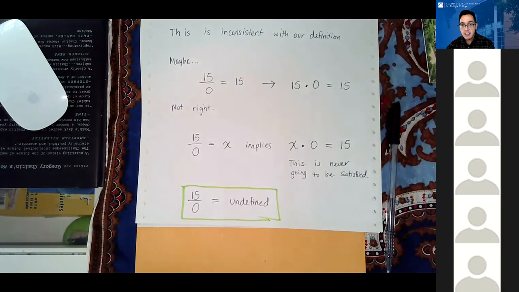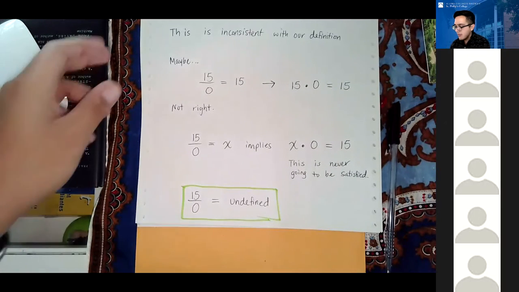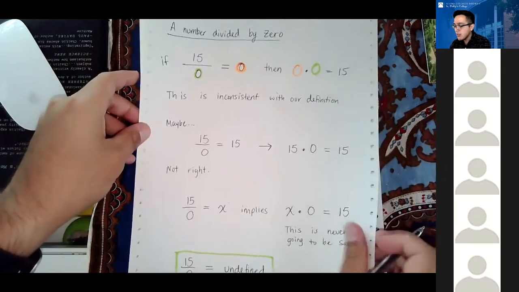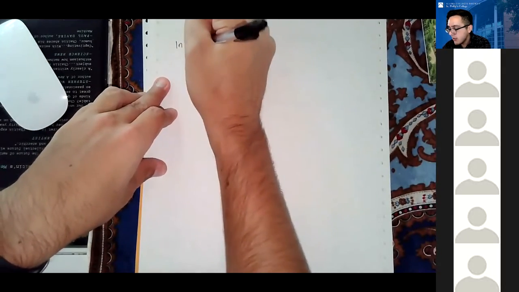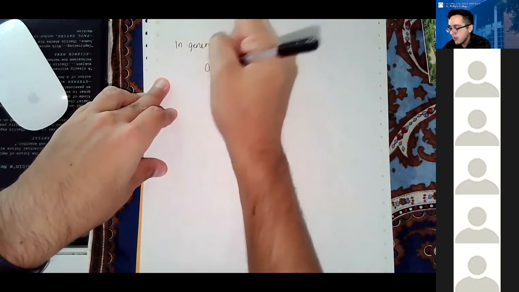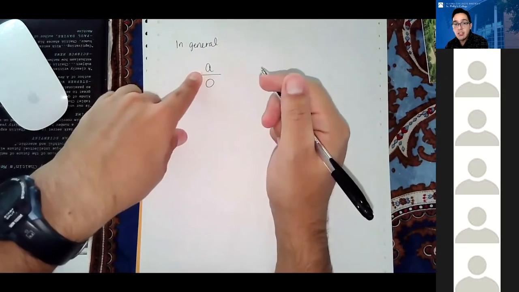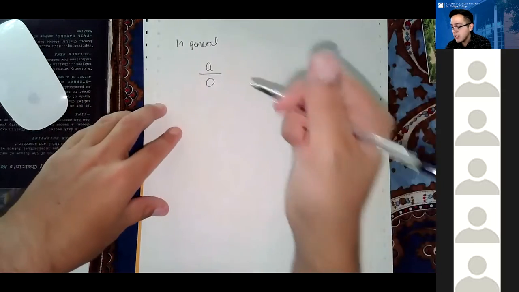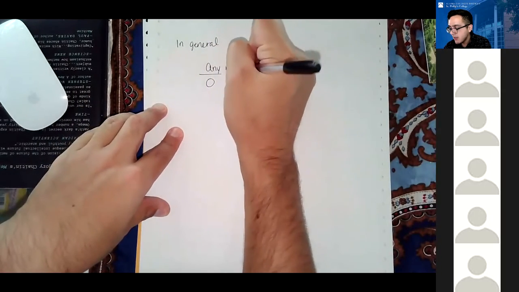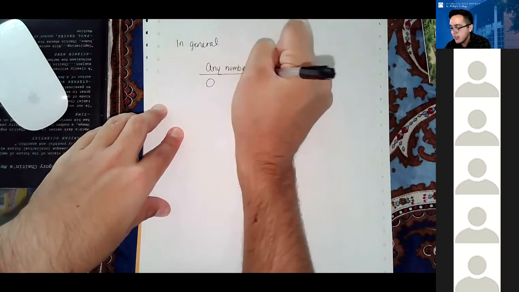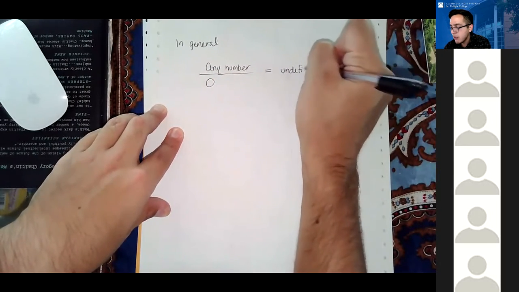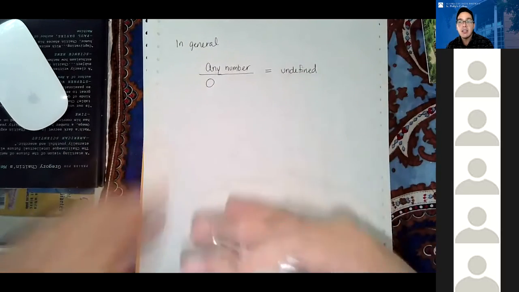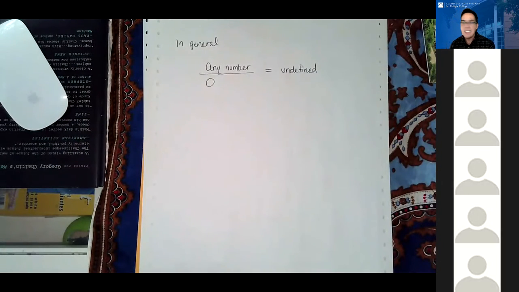Does that make sense? Yes. Okay, so in general, if we have a number divided by 0, and this number is just a, my placeholder for a number, maybe negative, positive, doesn't matter, divided by 0, we're just going to say that that's undefined. So be very careful not to be on autopilot and say, oh, something divided by 0 is 0, because that's not going to be the case. It's not going to be consistent with our definition.